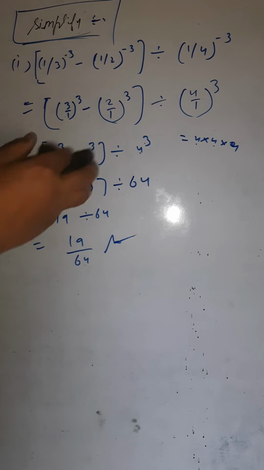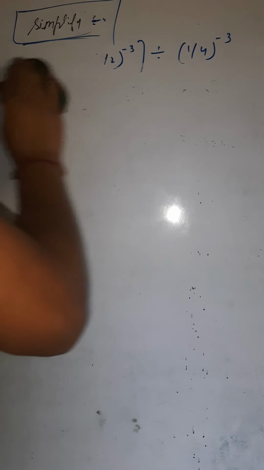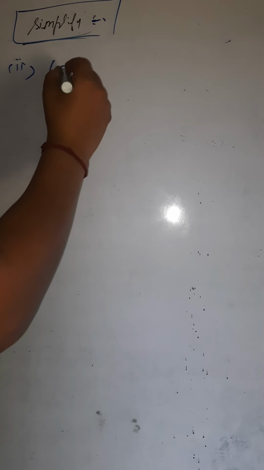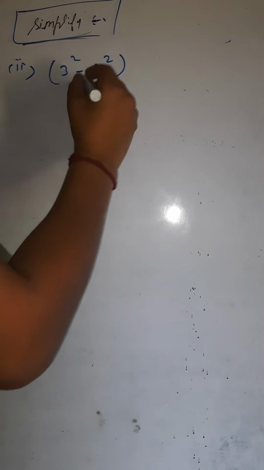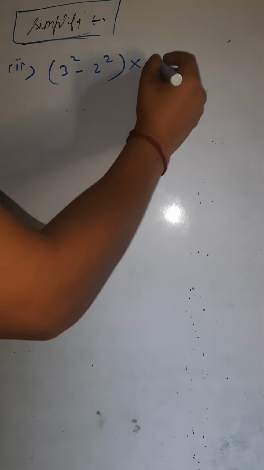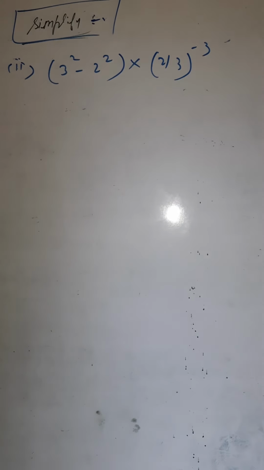Now let me write the second question. Question number two is (3^2 minus 2^2), enclosed inside a bracket, multiplied by (2/3)^-3. So how do you solve this question?